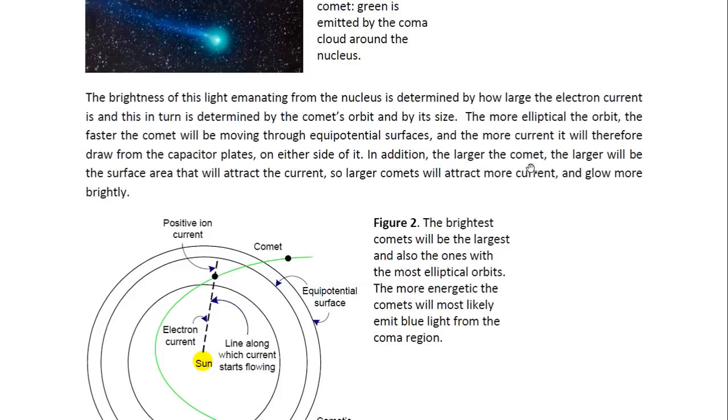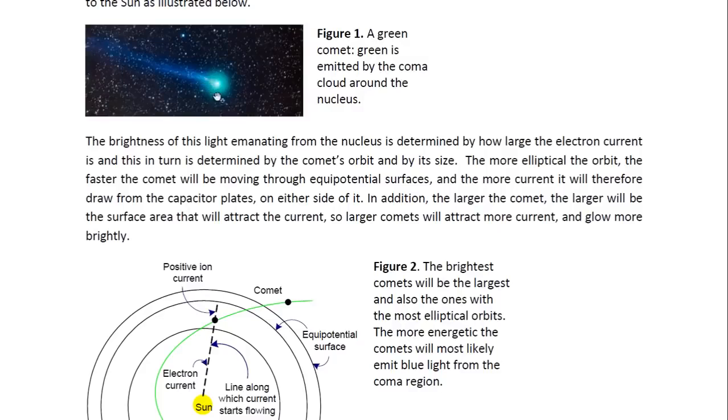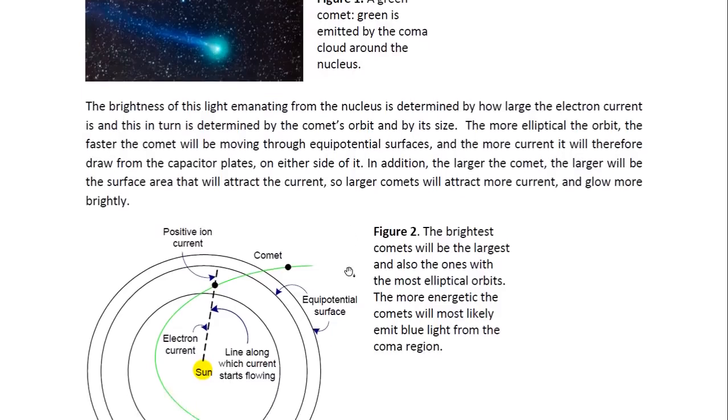Now, if it's also a very large comet, then the larger surface area will attract the current. So larger comets will attract more current and glow more brightly. And here we see a green comet. It's emitting mainly green light. The tail seems to be more blue. The brightest portion on a comet is usually the sunward side, close to the nucleus. So this region over here opposite to the tail.